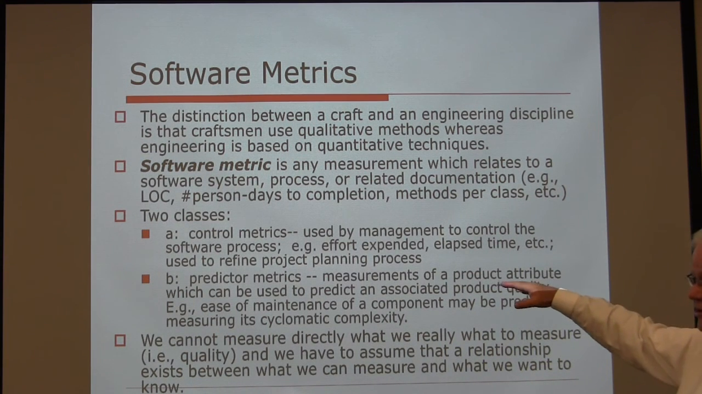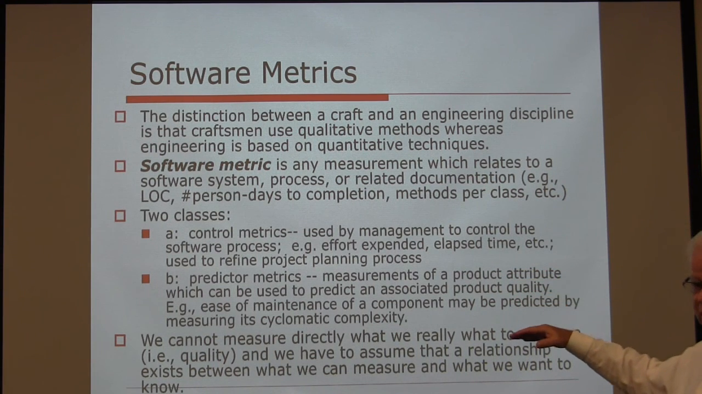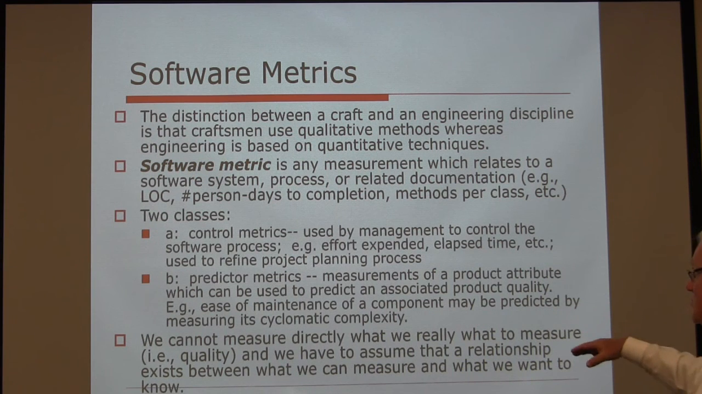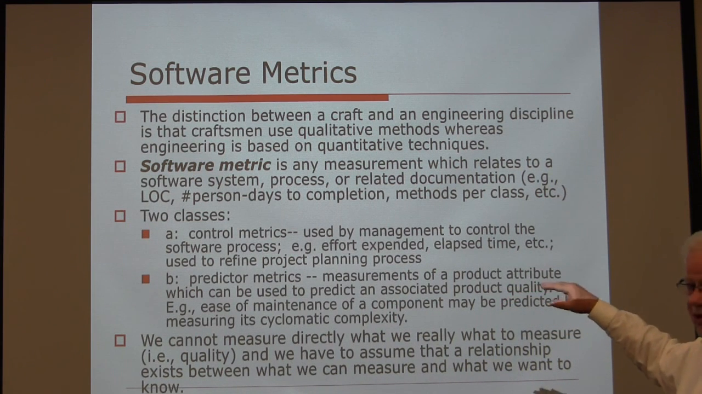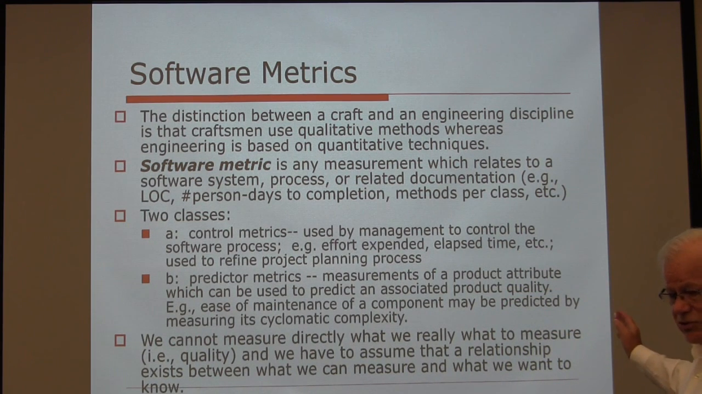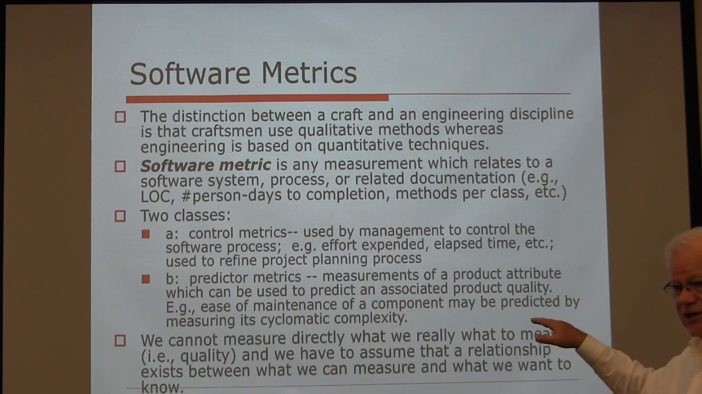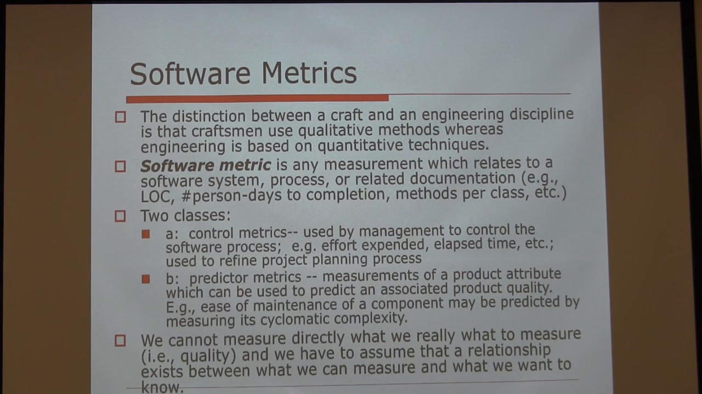Predictor metrics. Sometimes there is not a direct way to measure a quality issue, but maybe there's an indirect way. So a predictor metric is by measuring something else, which will tell us whether or not the quality is there. Does that make sense? It's indirect. Okay.